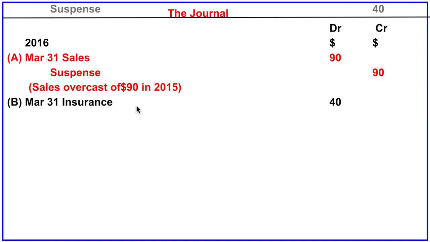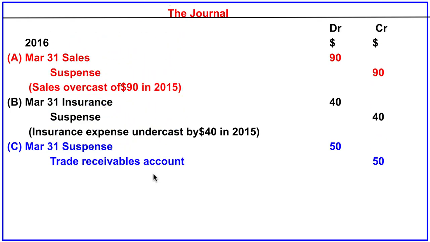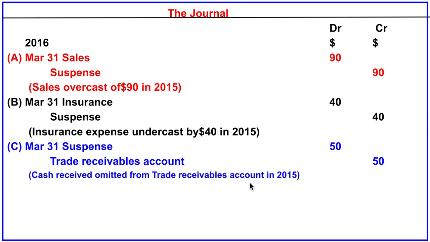Debit is insurance. The insurance account was undercasted. Insurance debit, and the credit is suspense. Narrative: insurance expense undercast by 40. And the third one is suspense account debit 50, and the credit is trade receivable. Here, the cash account was correct, and only the trade receivable account was not entered. The trade receivables account was omitted from the books.